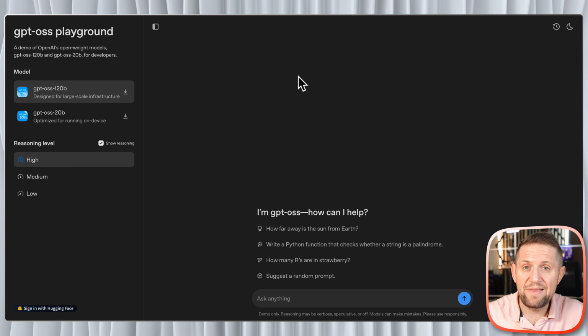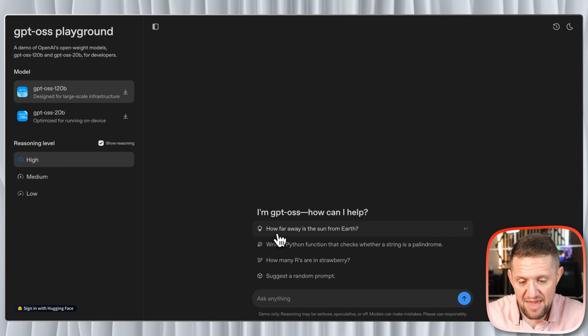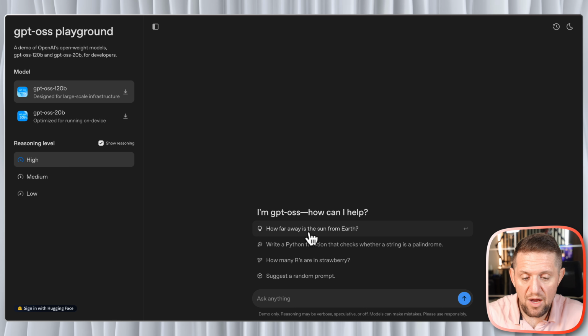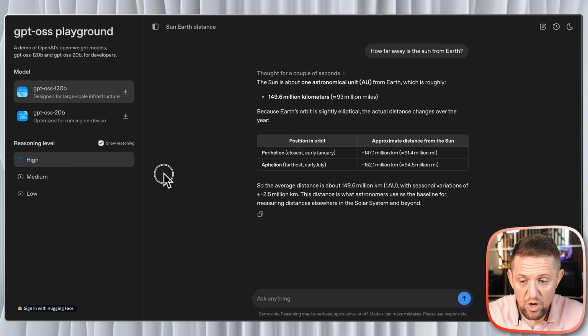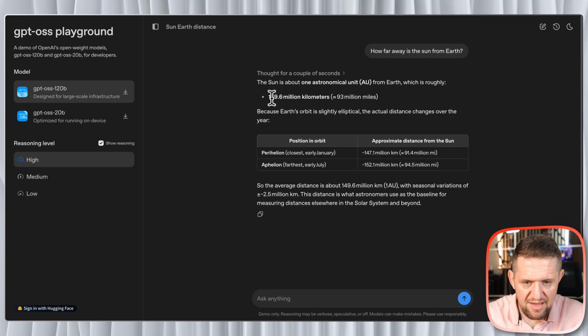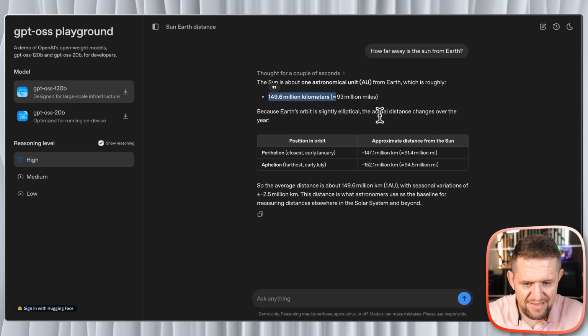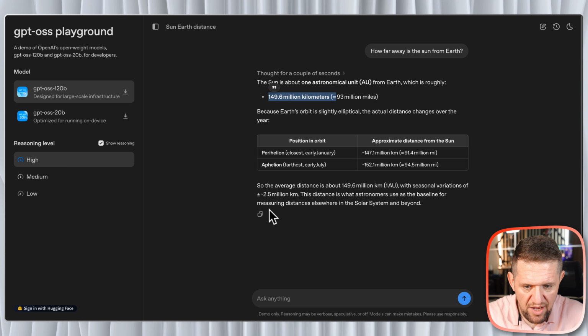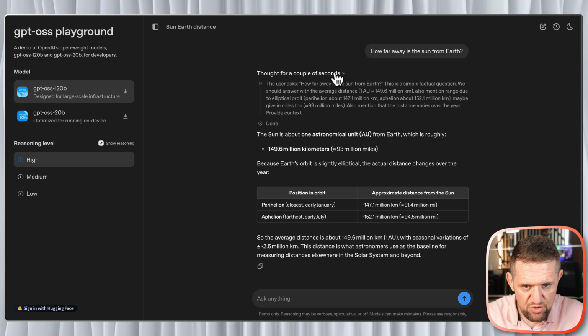So not to make this too complex, I will use some of these standard prompts that they have. So let's start with how far away is the sun from Earth. Even with high reasoning, it was super fast. And you can see we get the answer here, 149.6 million kilometers. And here it's explaining why. I don't know if this is the actual chain of thought. No, here is the chain of thought.